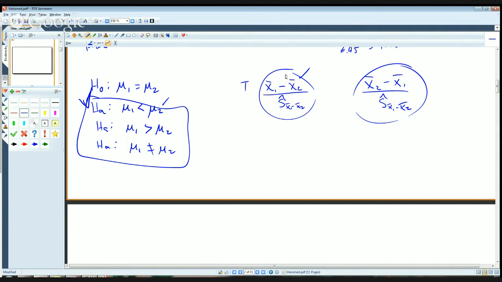X bar 1 minus x bar 2 would need to be negative in order to be supporting the alternative hypothesis. Okay, so there's an important distinction in these cases. Anyway, that one's easy to mess up. That kind is easy to mess up.